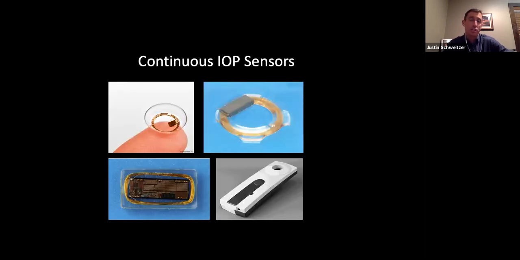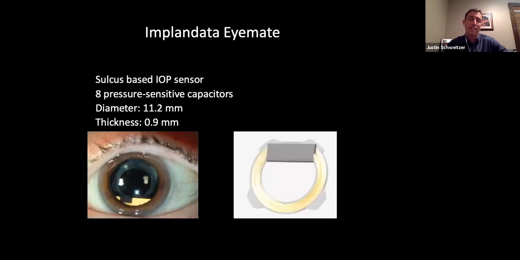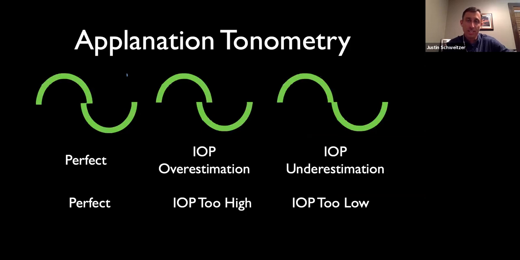And then I think the future is going to be continuous IOP sensors. These things will obviously either be contact lenses or something implanted inside the eye. This is an implant data. So this is implanted in the sulcus. You can see it in this patient right here. And this is continuously pumping out IOP data. And we know exactly what their pressure is at all times. And so right now, nothing in the United States, but I think eventually we're going to see that.